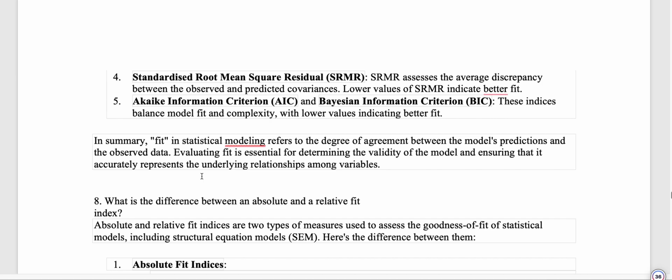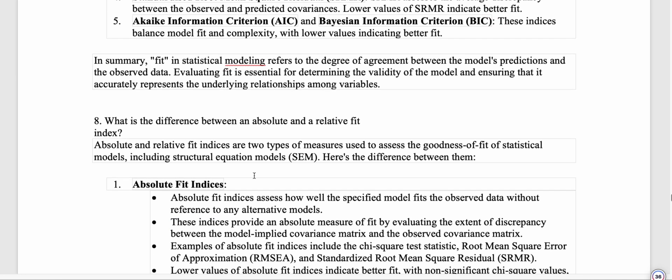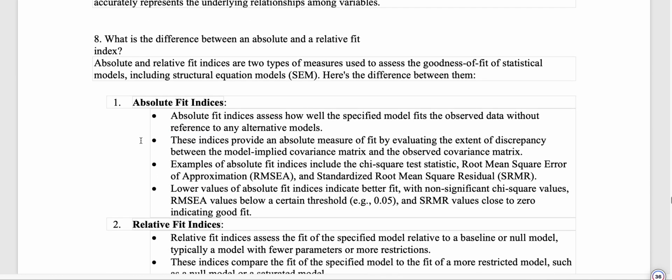What is the difference between absolute and relative fit indices? Absolute and relative fit indices are two types of measurements used to assess the goodness of fit of a statistical model, including structural equation models. Here is the difference between them. Let's talk about the absolute fit index and the relative fit index. First we will discuss the absolute fit index and then we will discuss the relative fit index.